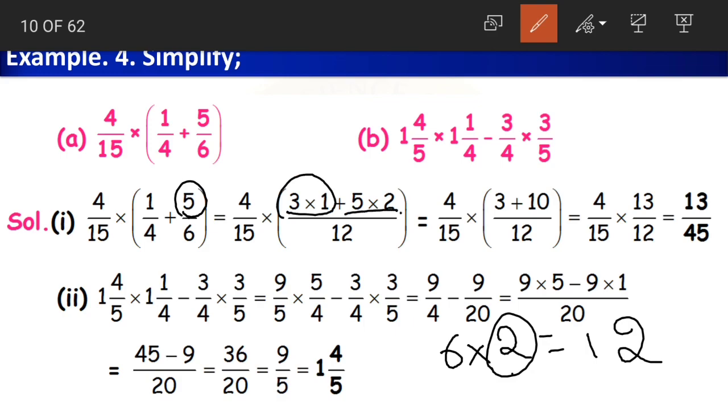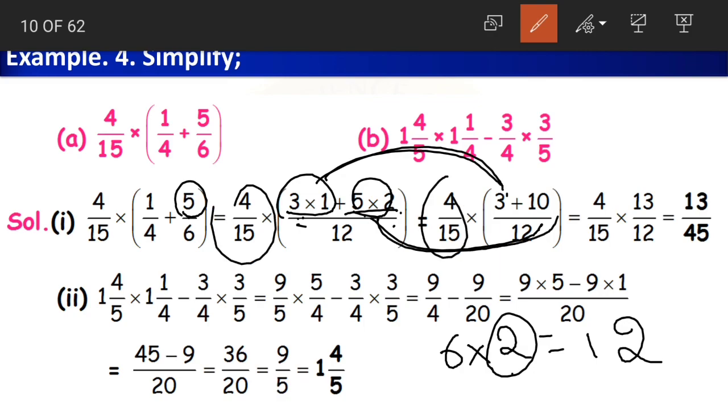Now 3 into 1 plus 5 into 2. 3 ones are 3. 5 twos are 10. Yes, 3 ones are 3 and 5 twos are 10. The remaining is as it is here. We are simply first solving the numbers in the parentheses. Clear students? Now 3 plus 10 becomes what? 3 plus 10 becomes 13.